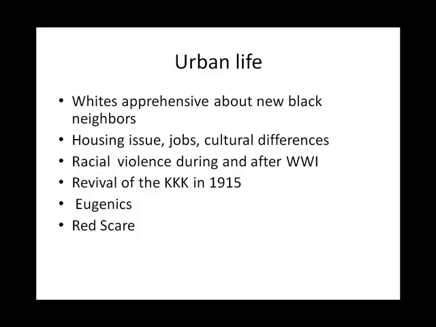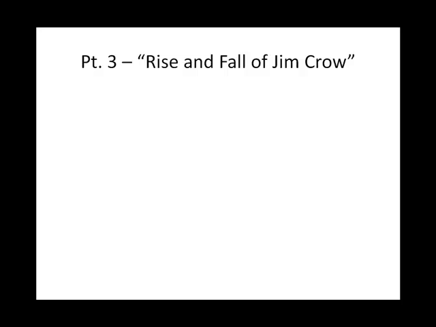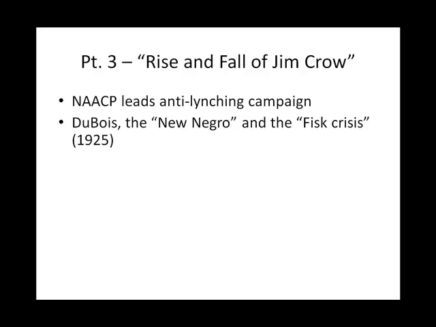The Justice Department also investigated black periodicals like the NAACP's Crisis magazine and some socialist organizations that blacks had held membership in. Now, one of the things that you're going to be doing for this particular module is looking at part 3 of the rise and fall of Jim Crow. And they'll talk about how the NAACP organizes and begins to lead an anti-lynching campaign. They'll focus on Du Bois and the New Negro and what becomes known as the Fisk Crisis in 1925.